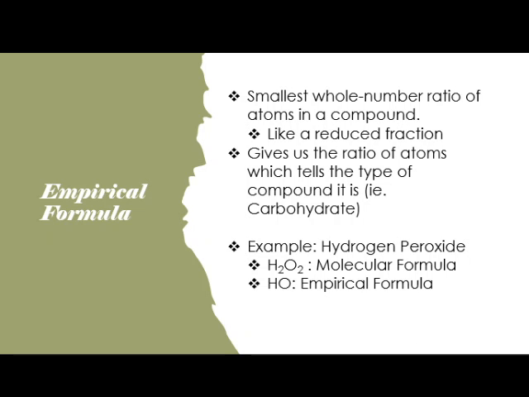Let's go over a little bit more of empirical. Empirical, like I said, is the smallest whole number ratio of atoms in a compound. It's like a reduced fraction. It gives us the ratio of atoms, which tells the type of compound it is. So that's what we use it for. We don't really use it in balancing equations, or when we're figuring out moles or any of this other stuff as you go forward.